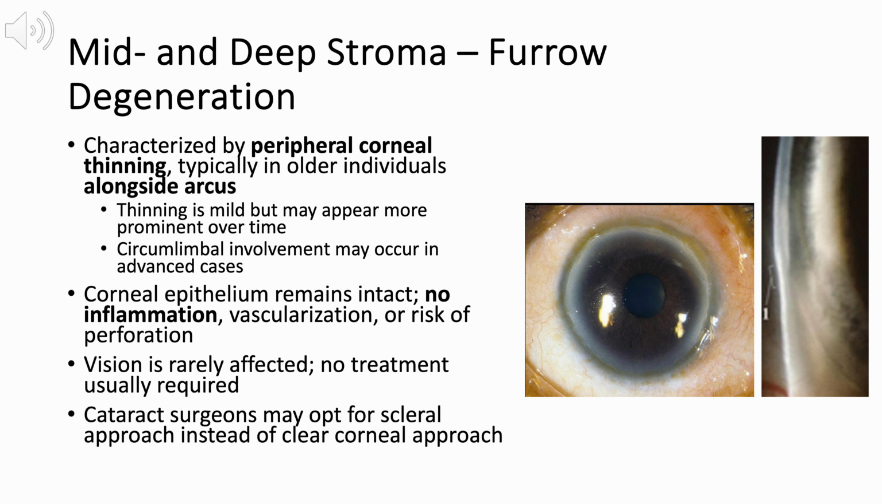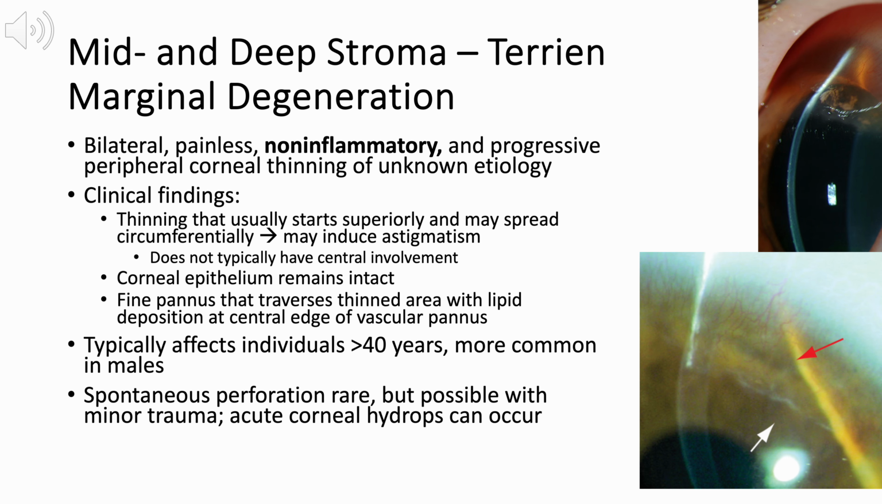However, when performing cataract surgery, surgeons may choose a scleral approach rather than a clear corneal approach to avoid complications in the thinned area. Pellucid marginal degeneration is a bilateral, painless, non-inflammatory, and progressive peripheral corneal thinning of unknown etiology. On clinical examination, the thinning most often starts superiorly and may gradually spread circumferentially, which can lead to astigmatism. Notably, it does not typically involve the central cornea. The corneal epithelium remains intact, and a fine pannus may cross the thinned area, with lipid deposition at the central edge of the vascular pannus.